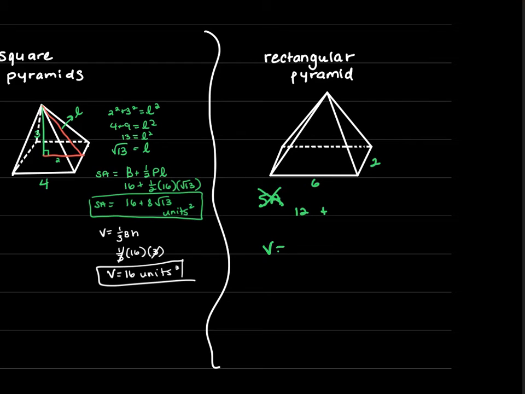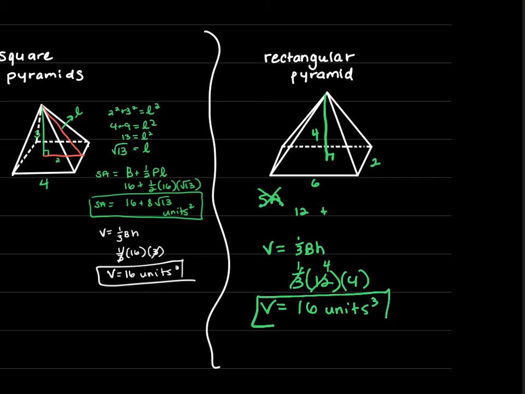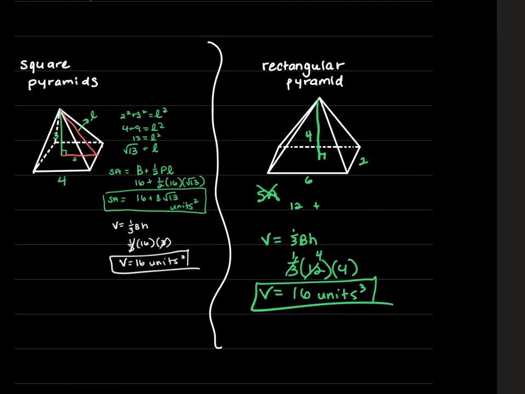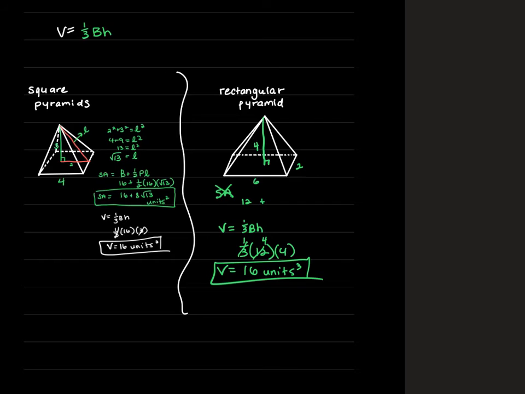But let's say you do have volume. The volume would be 1/3 the base area times the height. So 1/3 times 12, which is the base area, times the height, which is 4. 1/3 of 12 is 4, and 4 times 4 is 16. The good news is that's really all you're going to see as far as the pyramids go. You might have to use the Pythagorean theorem to find the missing side, for the slant height or the height, but it's not that bad.